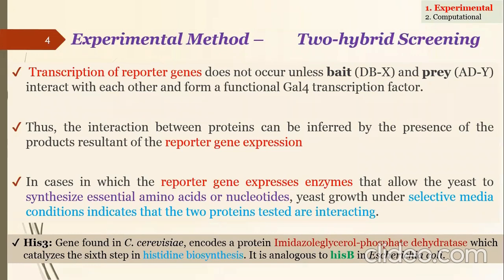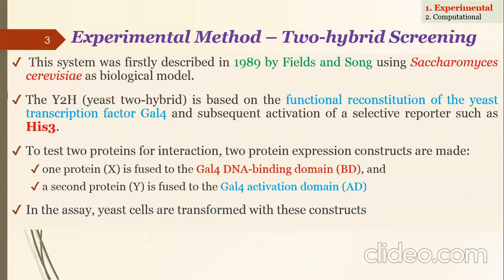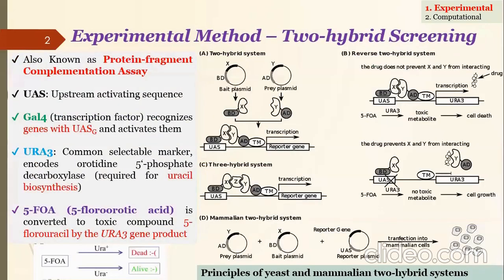Am I clear? This is the application actually. This is how we can use it. So HIS3 can be used as a reporter gene. In this case, HIS3 can be used as a reporter gene. In case of that one, the reporter gene could be HIS3. Yeah, or like here URA3 is used.